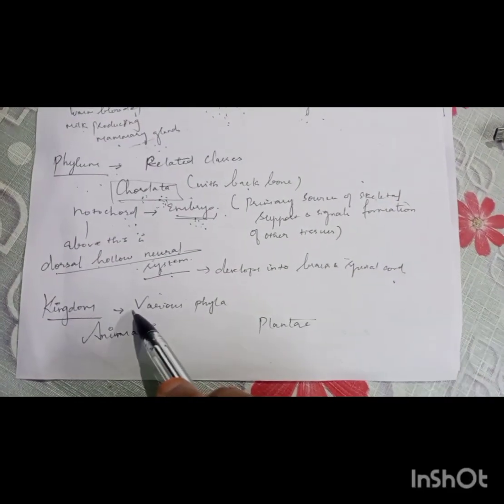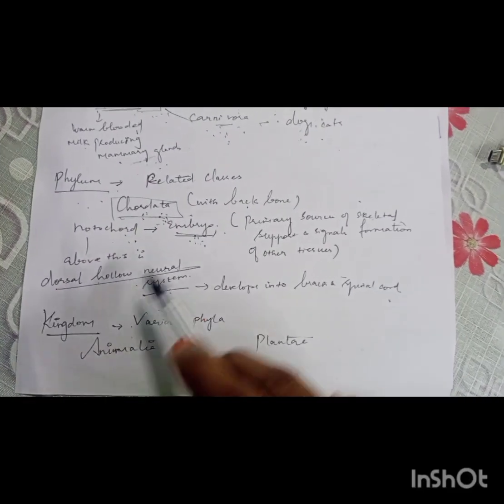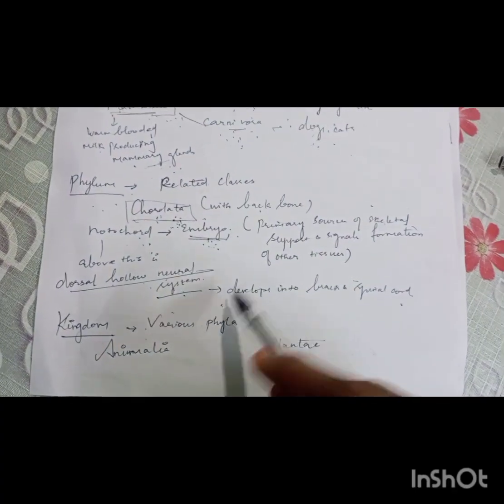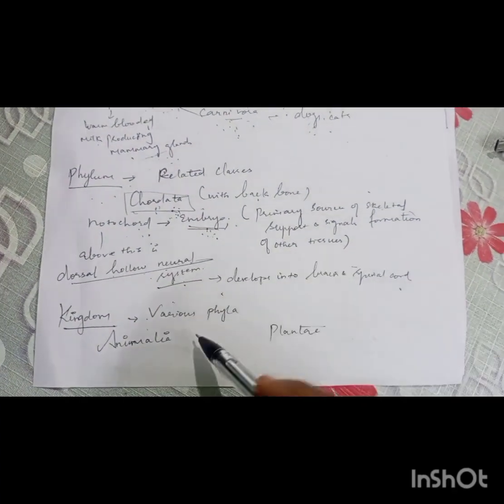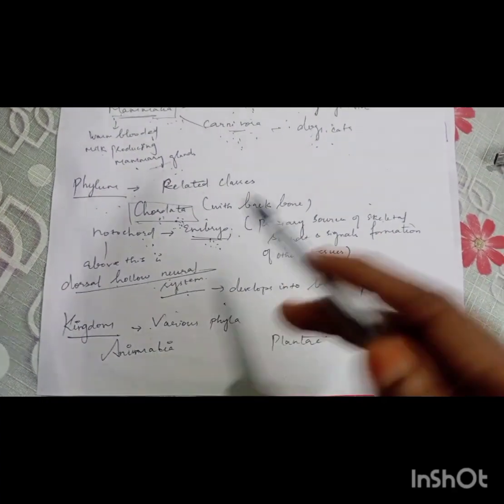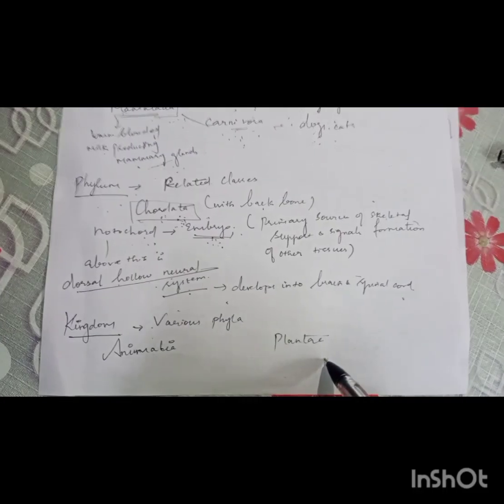The highest rank will be kingdom, where various phyla are put together, and it's easy to understand. All the animals are placed under kingdom Animalia, and all the plants are placed under kingdom Plantae.